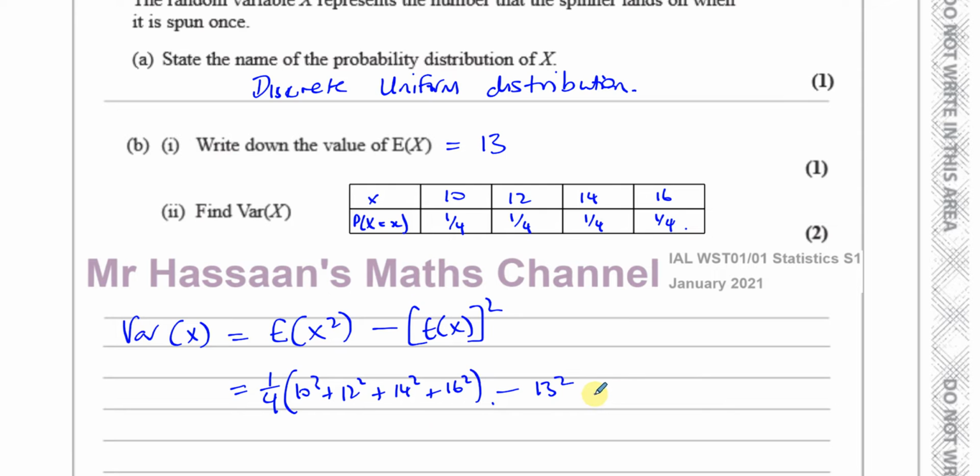Okay, so that will give you the variance of x. The mean of the squares minus the square of the mean. Nice, easy to remember. Now we're going to put that in our calculator.